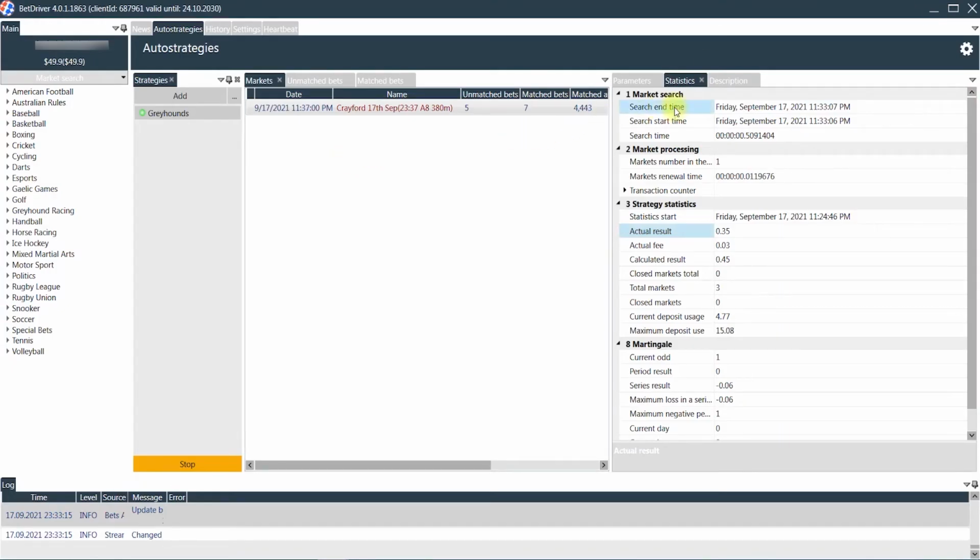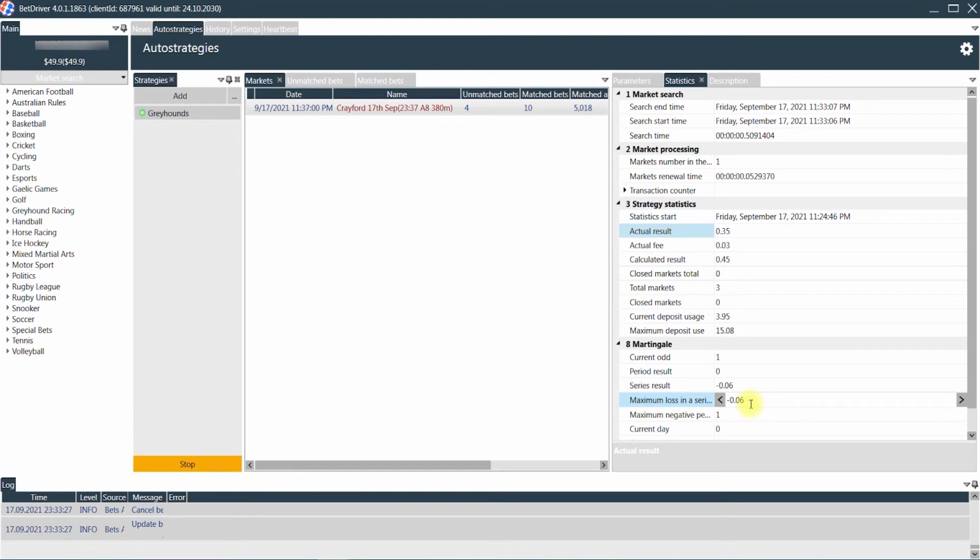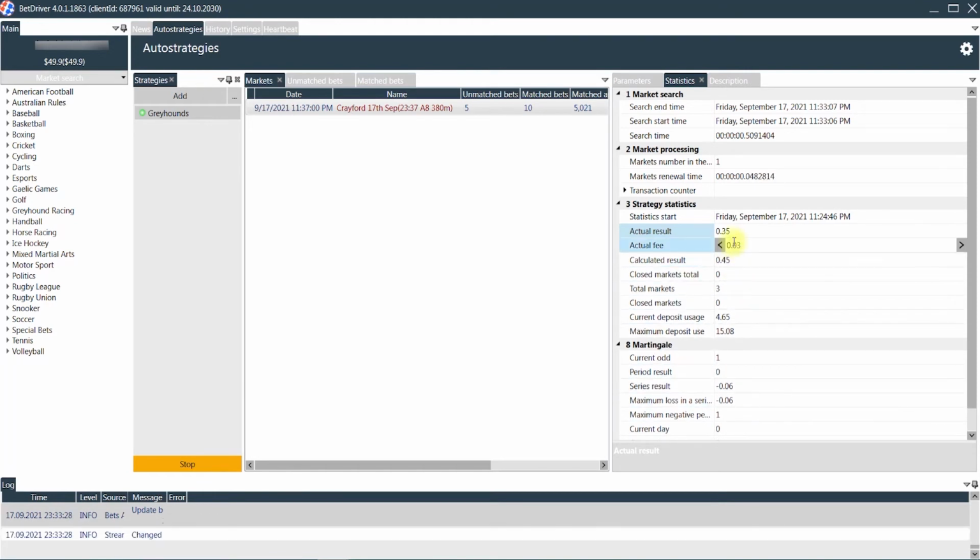For now, let's move on to the statistics section. We see that 3 markets have been passed, one of which has been closed with a negative result. The actual result was 35 cents. The current deposit use is $4.65. This is the amount that is currently being traded. The maximum deposit use is $15.8. This is the amount that the program was using at the peak load time.